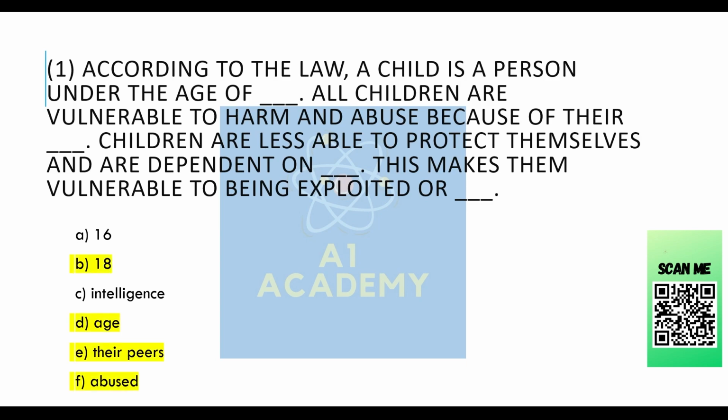The answer is B, D, the peers and abused. So according to the law, a child is a person under the age of 18. All children are vulnerable to harm and abuse because of their age. Children are less able to protect themselves and are dependent on their peers. This makes them vulnerable to being exploited or abused.